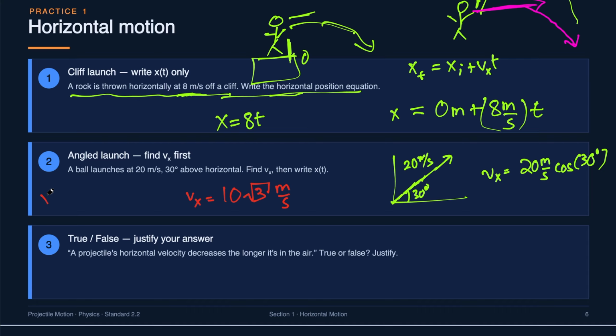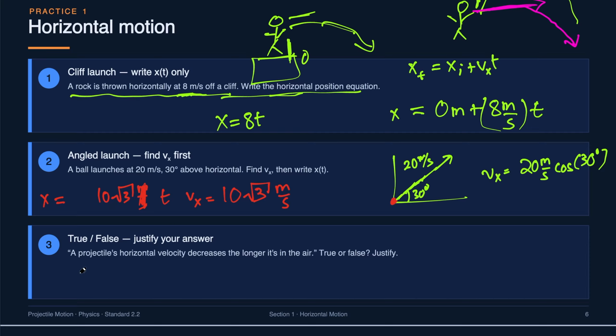So x of t, or just x, would be x initial, or 0, if I count it as starting at 0, plus Vx, or 10 root 3 meters per second, times t. Easy, right? So the 0 can cancel out, and it can be just left with this. You can remove the meters per second if it's confusing you, but always remember those are the units of the velocity there.